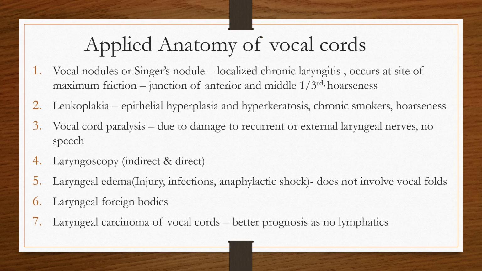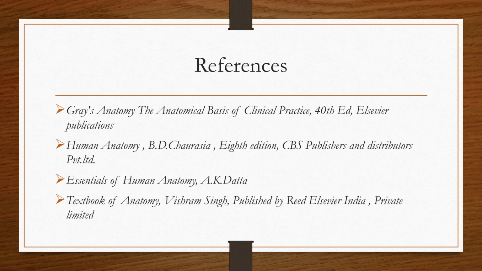If you are asked for a short note on vocal cords, you have to write the definition of vocal cords, the structure of vocal cords, the movements of vocal cords in normal phonation and during speech, and you should mention the blood supply, nerve supply of vocal cords, lymphatic drainage, and applied anatomy of vocal cords only. For applied anatomy of vocal cords, this much is sufficient. Thank you.